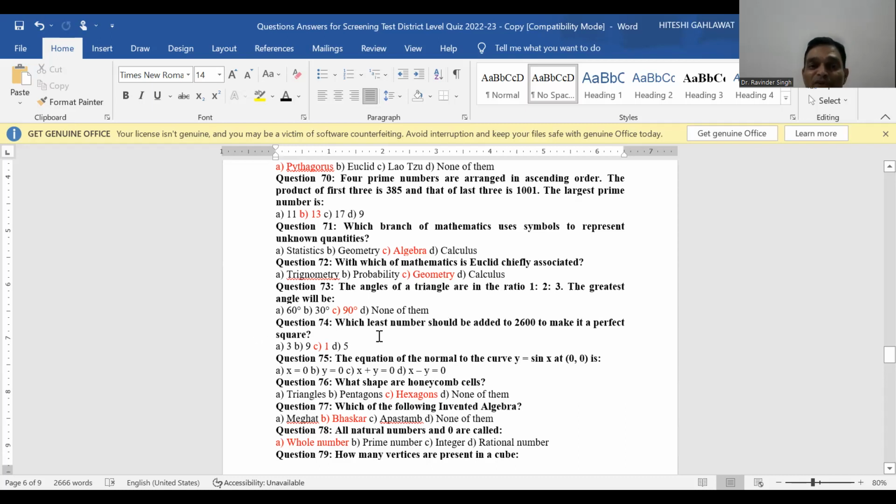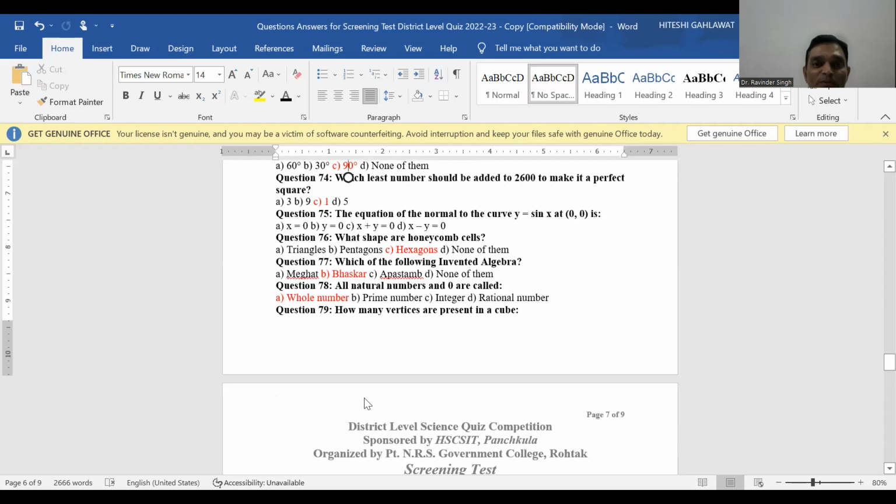Question number 74, which least number should be added to 2600 to make it a perfect square? The answer is 1. Question number 75, the equation of the normal to the curve y is equal to sin x at 0, 0 is. Question number 76, which shape are honey bee combs? What is their shape? That is the hexagons. Question number 77, which of the following invented algebra?